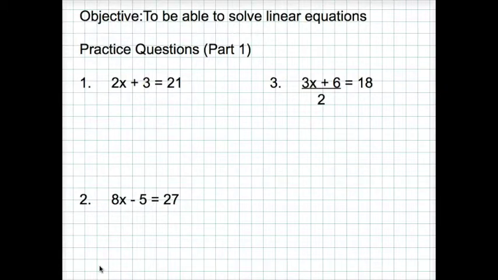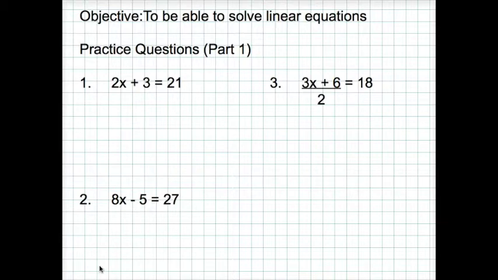What I'd like you to do now is pause the video and have a go at the questions. Then when you're happy with your answers, restart the video and look through the model answers and see if you've made any mistakes. So pause the video now and have a go at the three questions. Okay, welcome back. Let's go through them now.